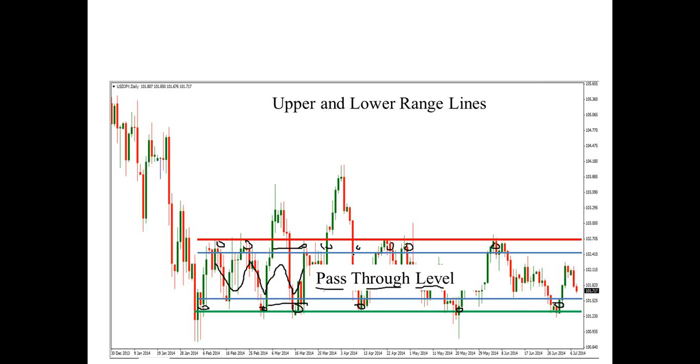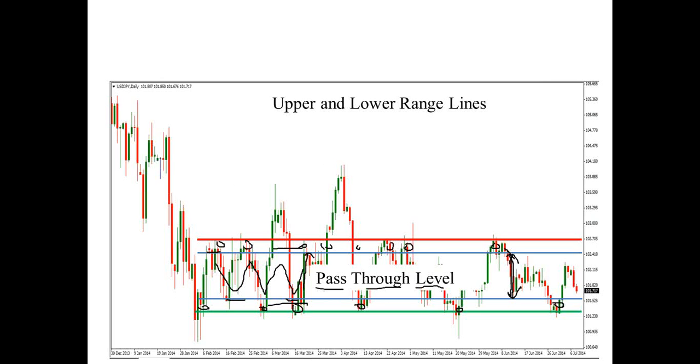The reason why we call them pass-through levels is because if you look at the area in between these upper and lower range lines, what you'll find is that whenever price has come down below this level, it doesn't really find a huge amount of support until it reaches the lower range line. And it doesn't find a whole lot of resistance until it gets up to the upper range line. So this is just the meat in the middle because it's the highest probability area on the chart that price can easily pass through.